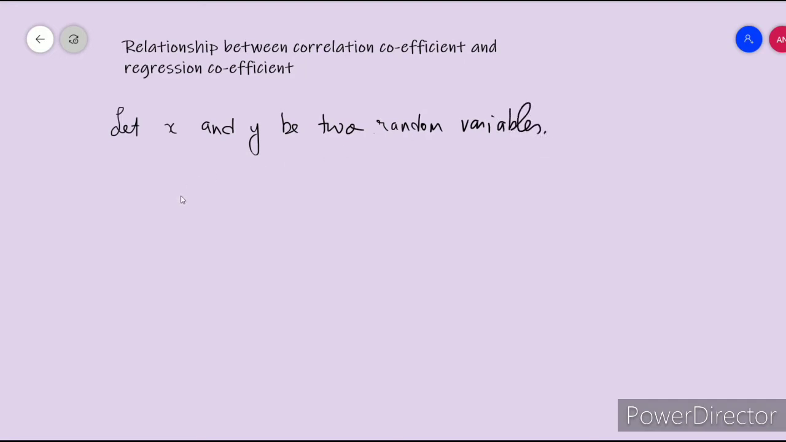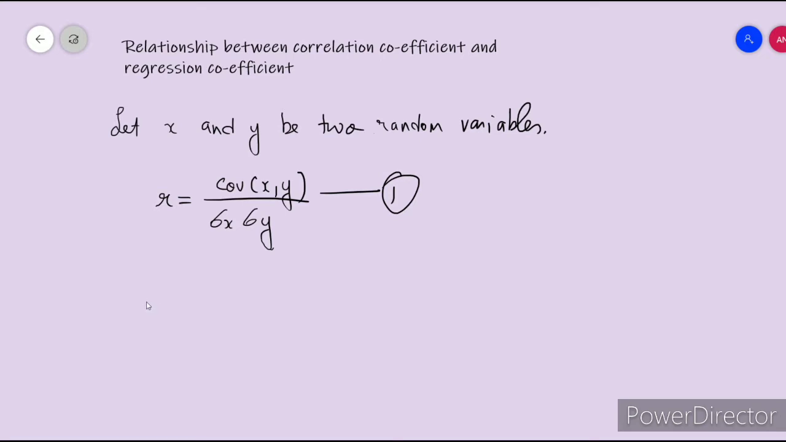Now the correlation coefficient between x and y is given as R, which is the covariance between x and y divided by the product of the standard deviation of x values and the standard deviation of y values. Let us call this equation 1.